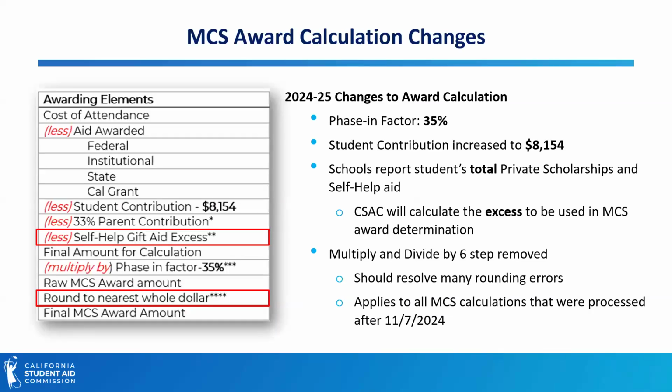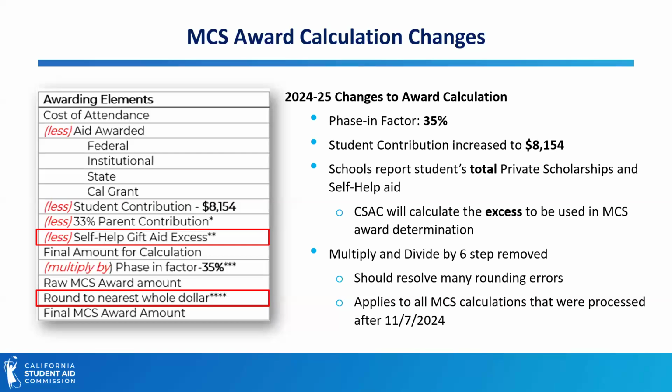Now, there were some award calculation changes made this year as well. Just so you're aware, the phase-in factor was set for 35% this year. Last year it was 36%, so not a major change. We also increased the student contribution from $78.98 to $81.54. This is a set fixed student contribution that affects all students who go through the MCS program.